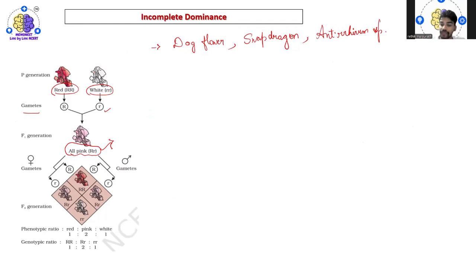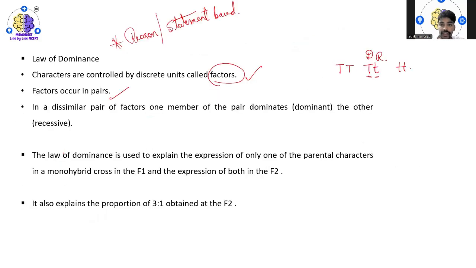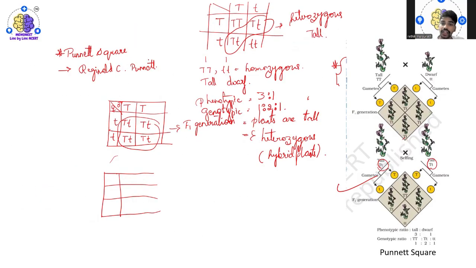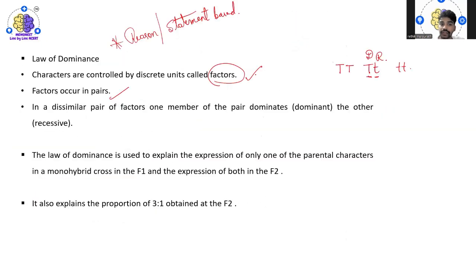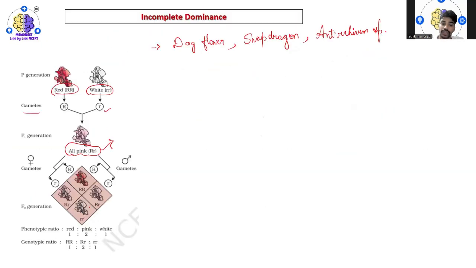Okay. So when it was self-pollinated, in the F2 generation, what happened? You will see a 1 is to 2 is to 1 ratio. That is red, which is homozygous, 1; pink, 2; and white, 1. So the phenotypic ratio will again be 3 is to 1? No, it is 1 is to 2 is to 1 here. See, in the previous slide I told you the phenotype will be 3 is to 1. But here the phenotype is not 3 is to 1, rather it is 1 is to 2 is to 1. Genotype is 1 is to 2 is to 1, that is correct.